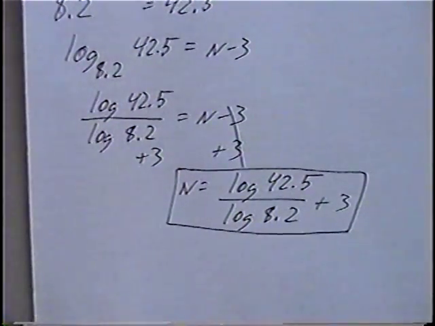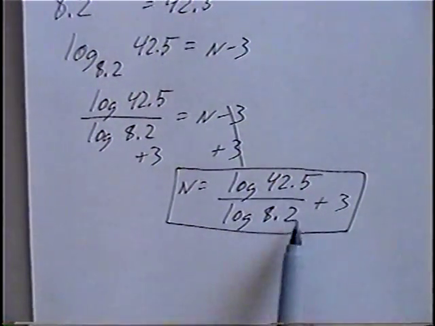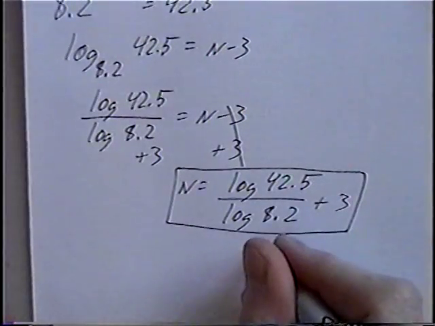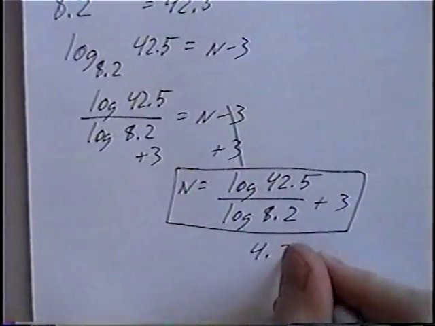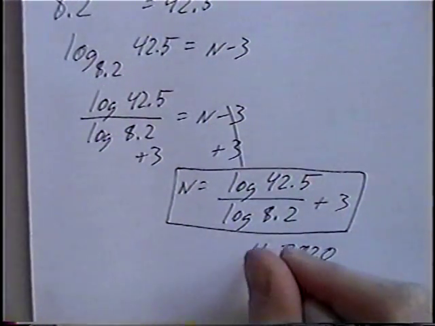And again, if you wanted to, in a calculator you can figure out both logs, add 3 to it, and the decimal answer would be 4.7820.